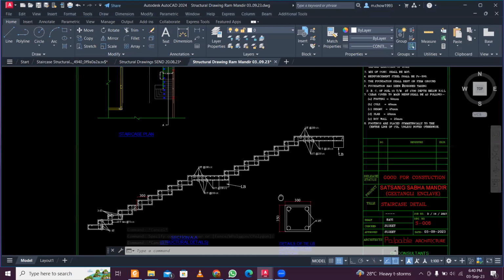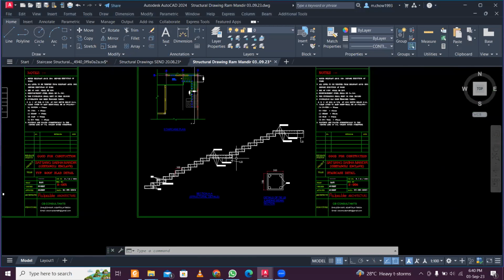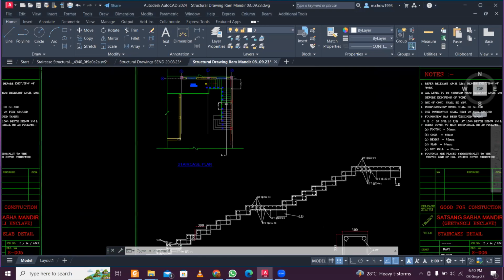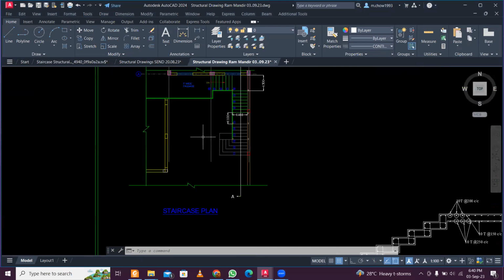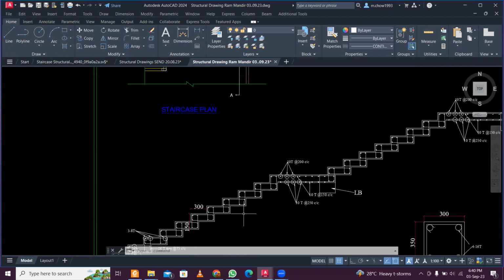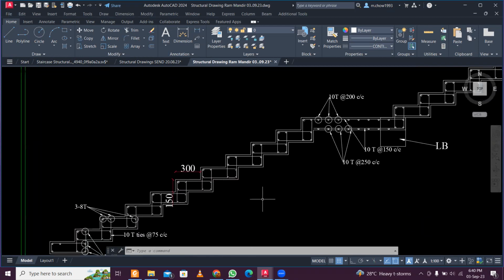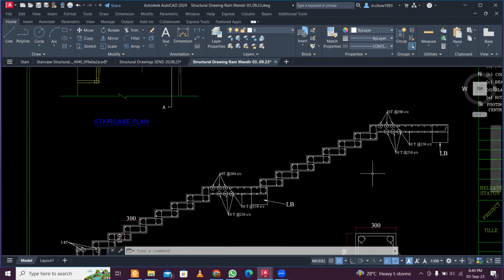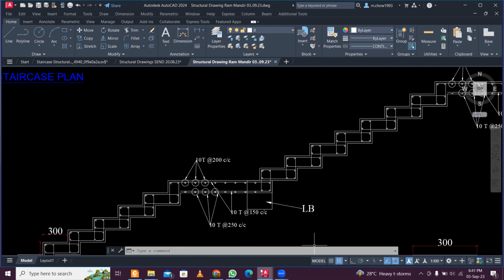So these are the things, and you need to provide landing beams, or you can provide a 10-inch wall for supporting the landings at the staircase location. So this is a practical example of a staircase design. If you have the architectural plan, if you have the elevation, or even if you don't have the elevation also, you can make this easily, and you can provide like this so that the drawing is easily executable at the site.